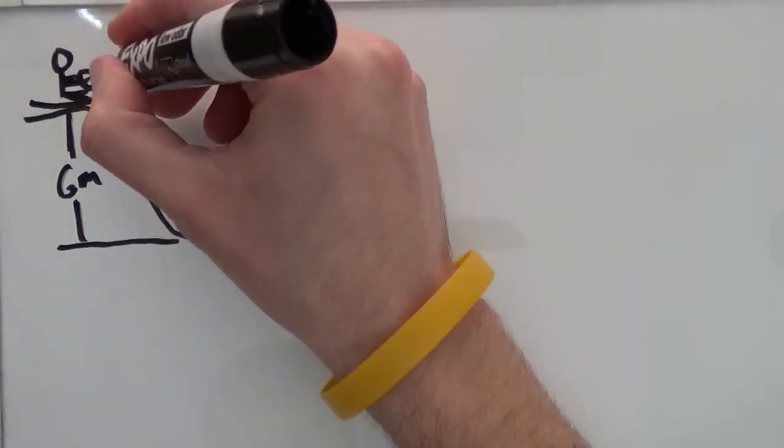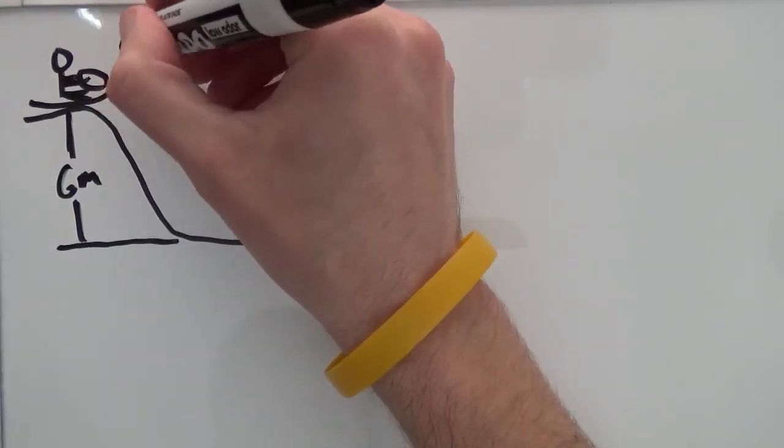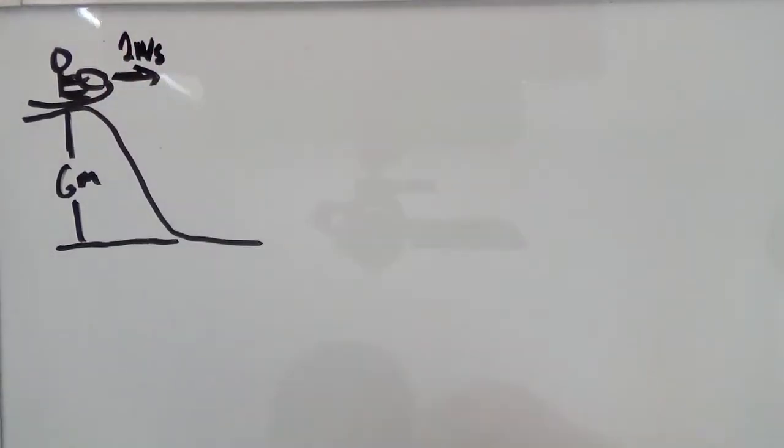And I'm going to give the kid on a sled an initial velocity of, say, I don't know, 2 meters per second, let's say, up here at the top. 2 meters per second is our initial velocity.